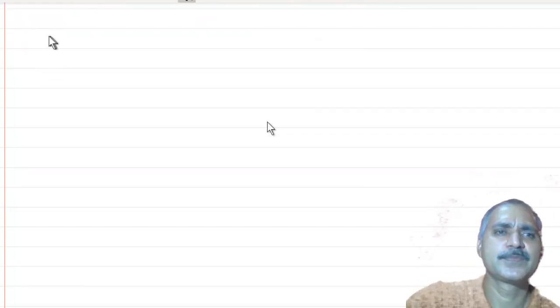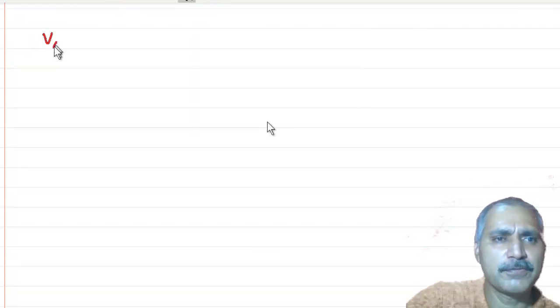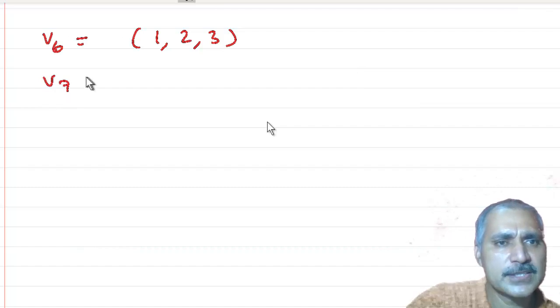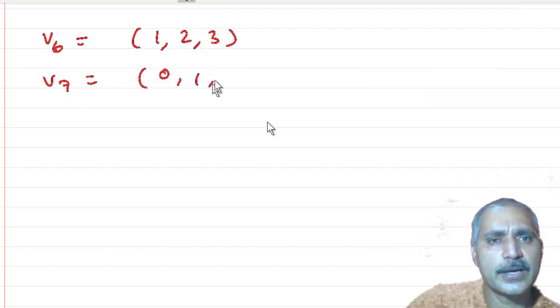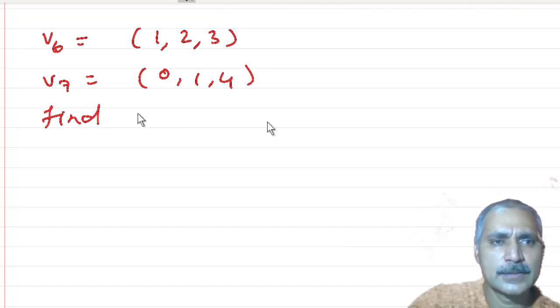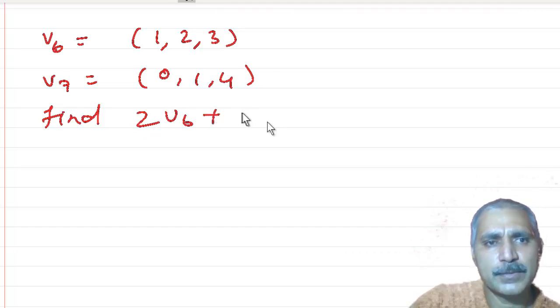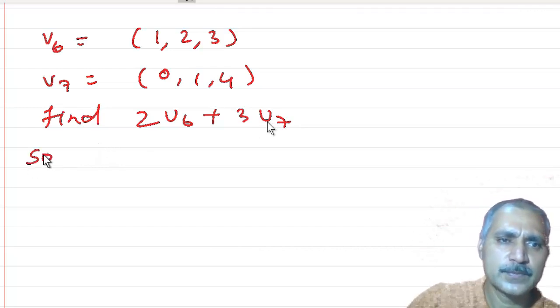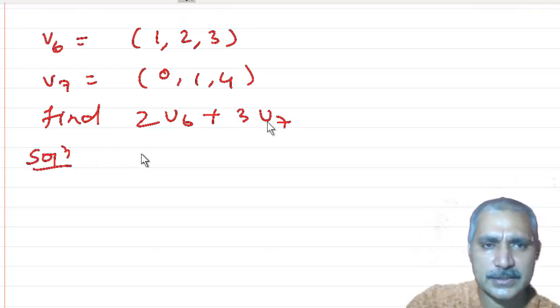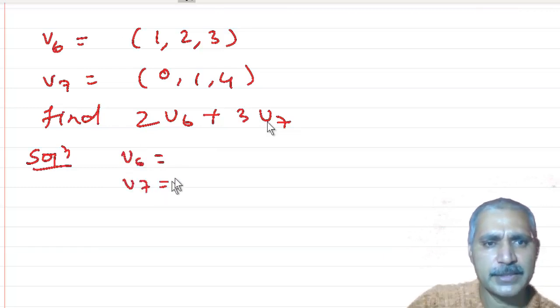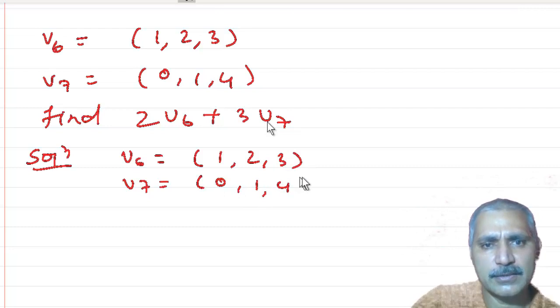Let us take another example. Let us take v6, that is 1, 2 and 3, v7, that is 0, 1 and 4. Now we have to find out 2v6 plus 3v7. Now to do that, first of all we will write the v6 and v7 elements. v6 elements are 1, 2, 3, v7 elements are 0, 1 and 4.